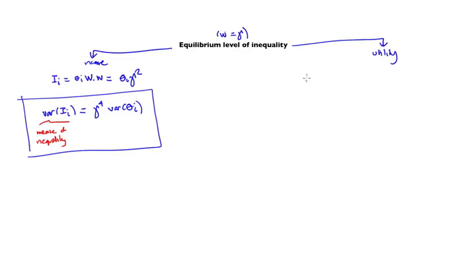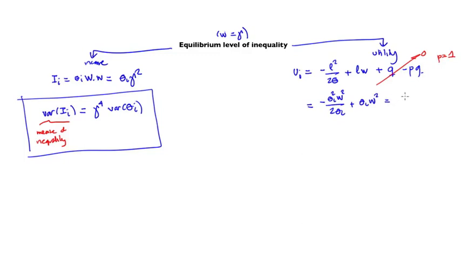Now we can also think of this in terms of utility, and remember that we can write the utility of I in equilibrium as a minus L squared, the labor that they supply, divided by 2 theta, plus LW. We also have plus Q minus PQ, but this is equal to 0 because P is equal to 1, so we can ignore that. And now if we substitute the equilibrium values, this is giving us minus theta I W squared, both of them, divided by 2 theta I, plus theta I W squared, which is just equal to theta I W squared divided by 2.